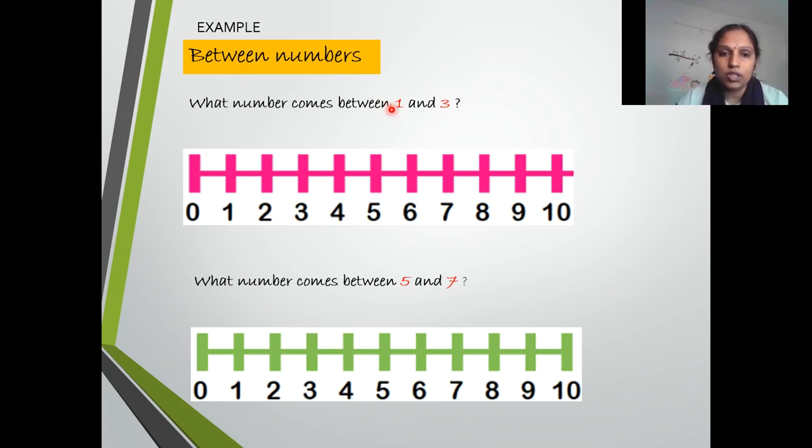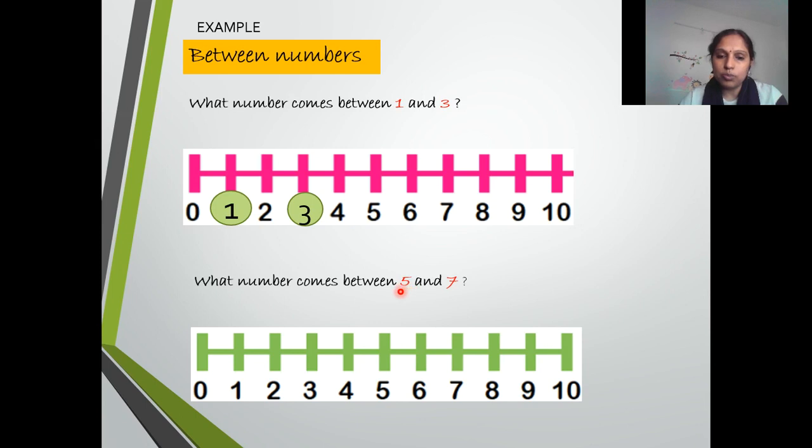Okay. Now see, we are going to find the between number of 1 and 3. Now look at this number line. Where is 1 here? 1 is here. Where is 3? So what is in the middle of 1 and 3? 2. So 2 is called the between number. So the number that comes between 1 and 3 is 2. Is it clear? Okay. Can we see one more example?